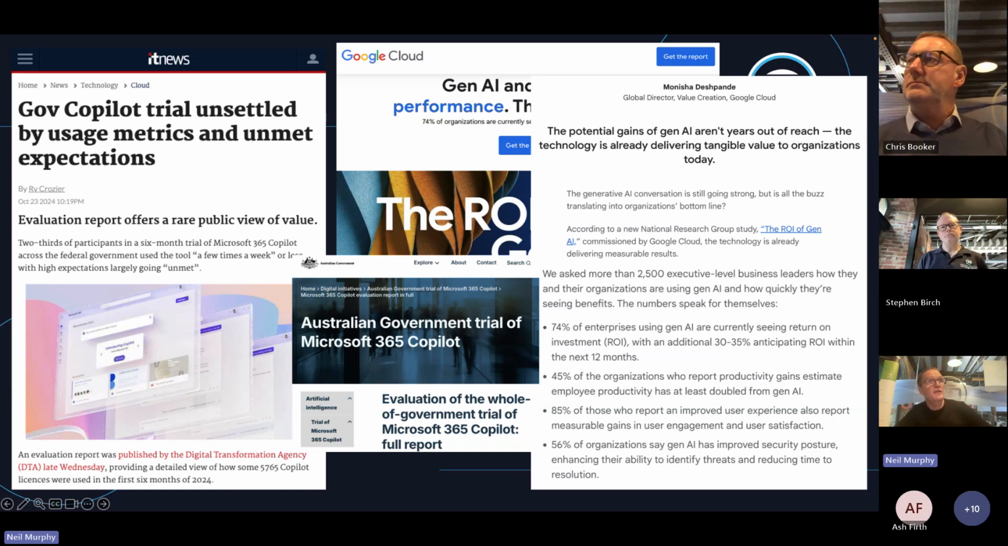But what you're seeing on the left here is some of the media headlines around this, where they're calling out that 2/3 of people are using it 2 or 3 times a week, with high expectations largely going unmet. So again, this is a deployment. What's the number? 5,765 licenses. That's quite a lot of people running for 6 months. $20 to $30. $30 a month.